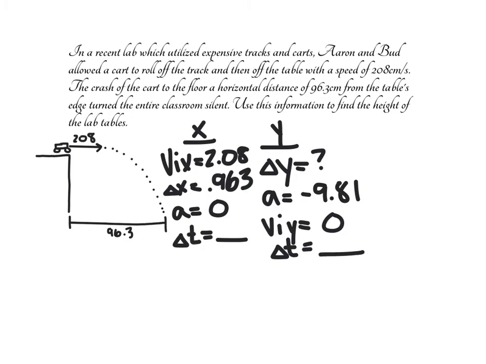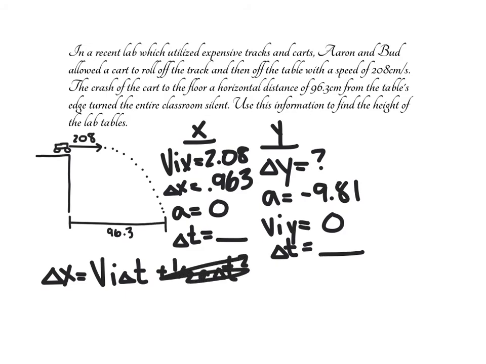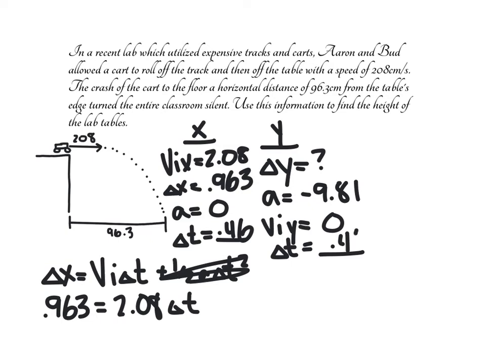So to find the time in the x direction, I'm going to use this displacement equation. Because our acceleration is 0, the second part of it just goes away. So we have 0.963 equals 2.08 times our time. Okay, plugging that into the calculator gave me a time of 0.46. So that's the time in the vertical direction as well.